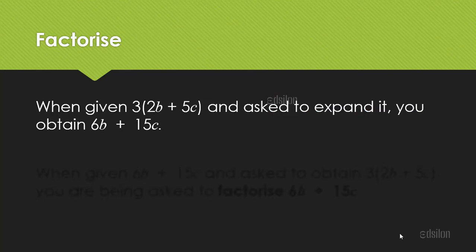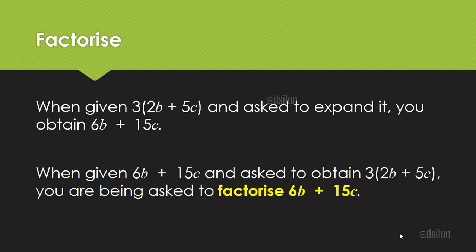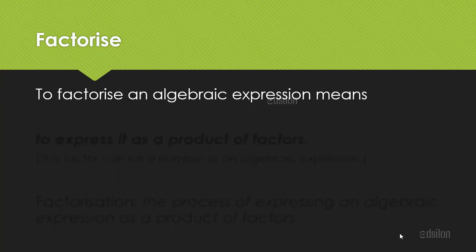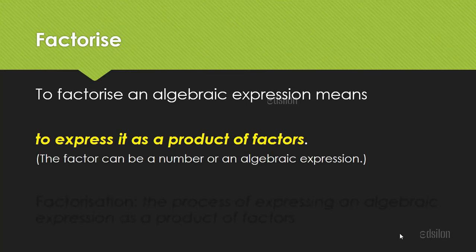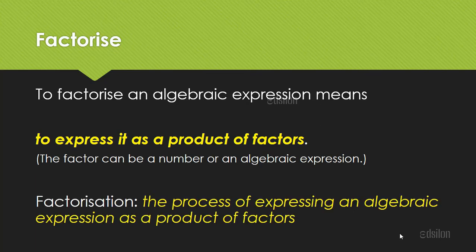Therefore, what is the meaning of factorize? When you are asked to expand 3 times 2b plus 5c, you obtain 6b plus 15c. What if you are given 6b plus 15c and have to work backwards to obtain 3 times 2b plus 5c? What you are doing is you are factorizing 6b plus 15c. So, to factorize an algebraic expression means to express it as a product of factors. Do take note that the factor can be a number or an algebraic expression. Factorization is therefore the process of expressing an algebraic expression as a product of factors.